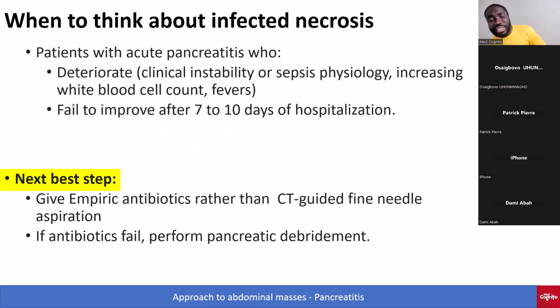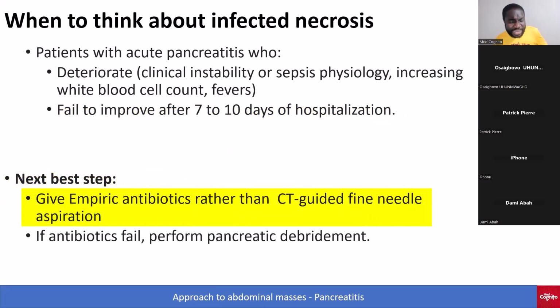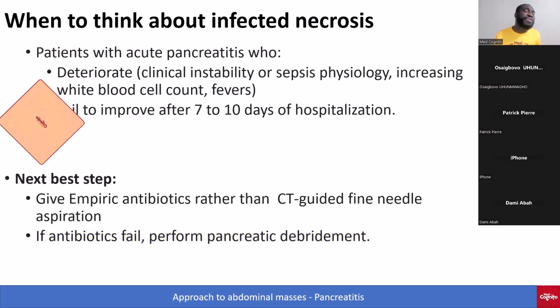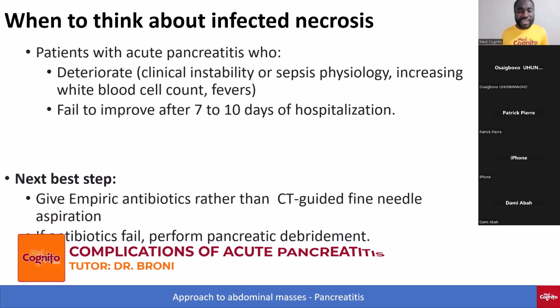Next best step, if you suspect that the patient has infected necrosis, give empiric antibiotics, okay? And if the antibiotics fail, then you want to do pancreatic debridement. Give antibiotics. If antibiotics fail, then do pancreatic debridement.